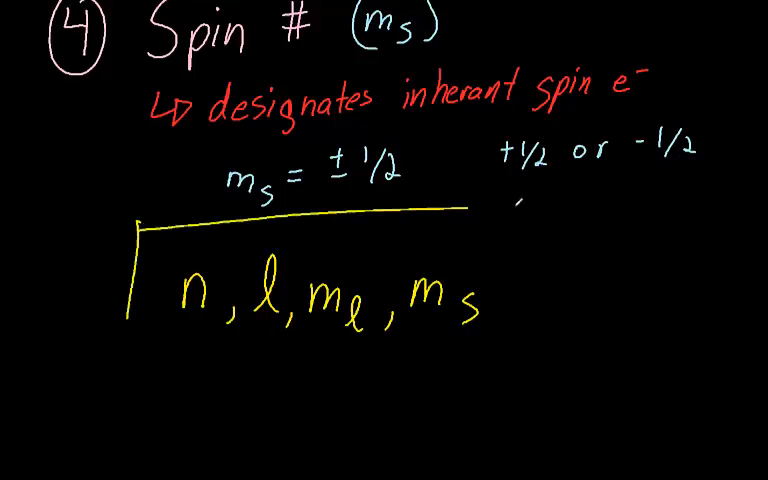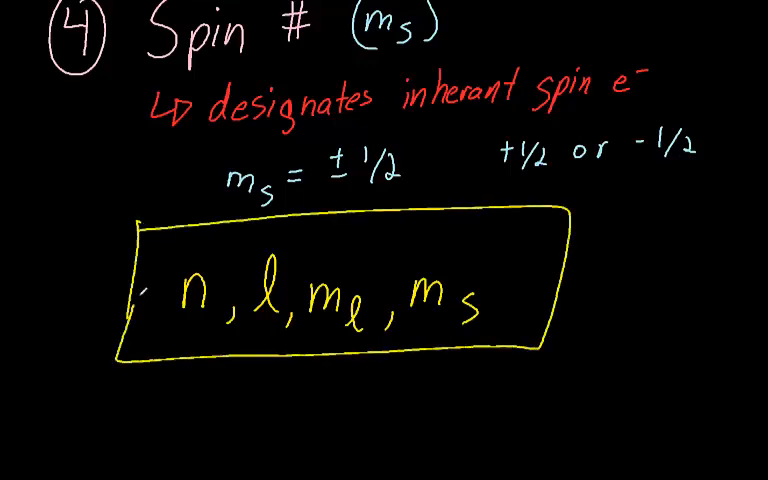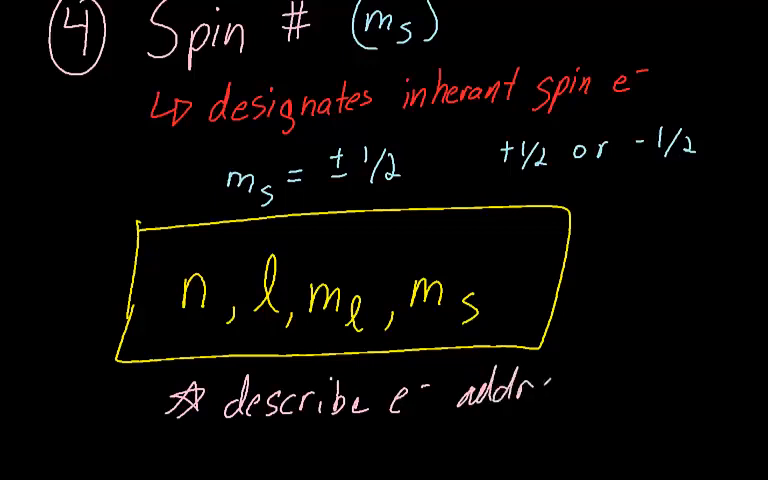And so these are your 4 quantum numbers that, remember, describe the electron address. And so what happens is you'll get an element, and they'll ask where could this electron be, or where could it not be? And using these rules and these numbers and these little math calculations, you can determine which numbers are possible and which are impossible.